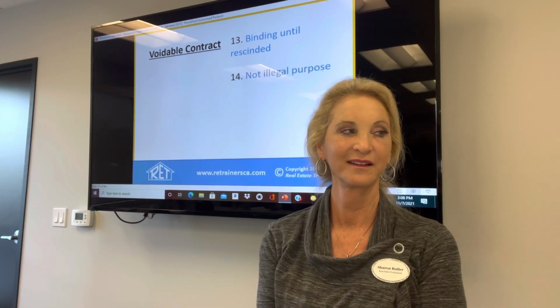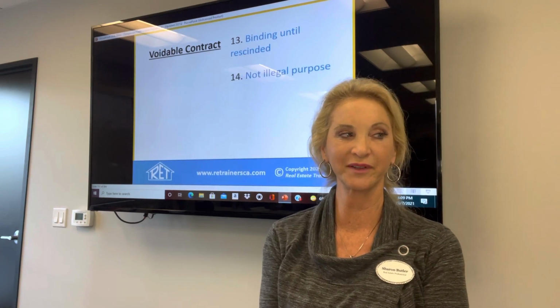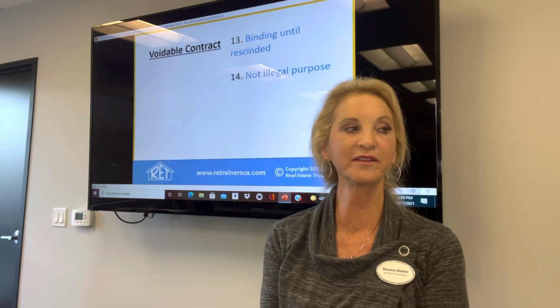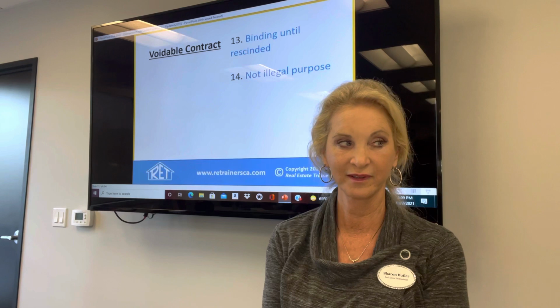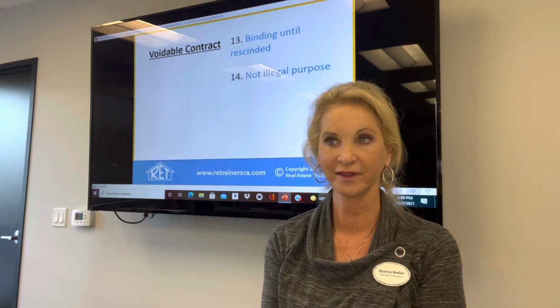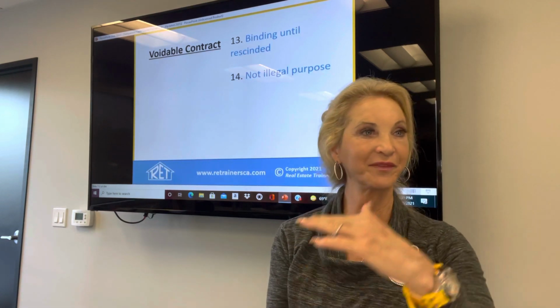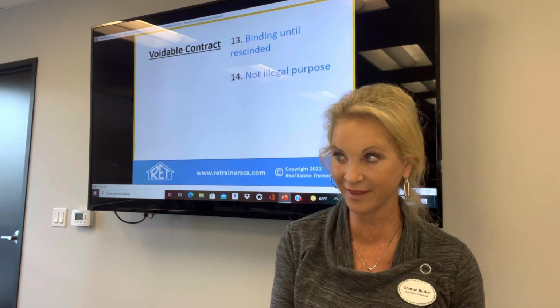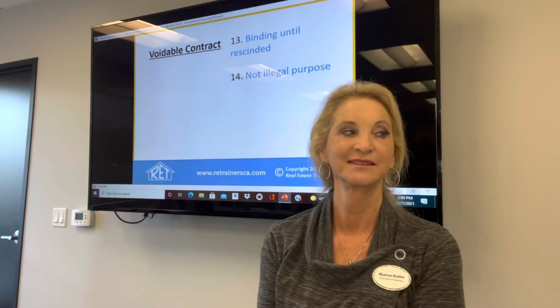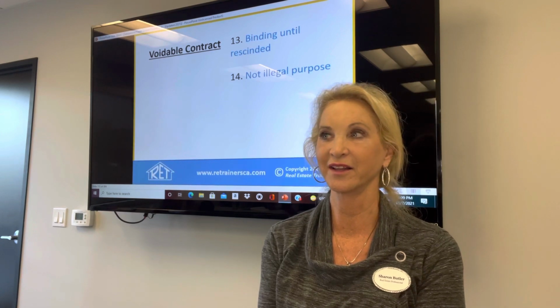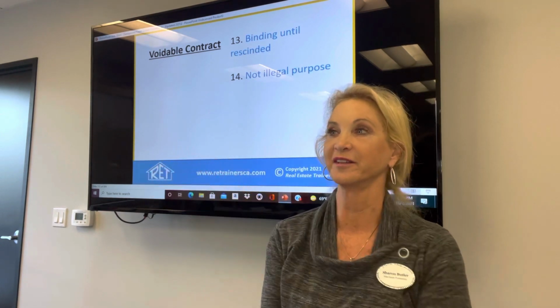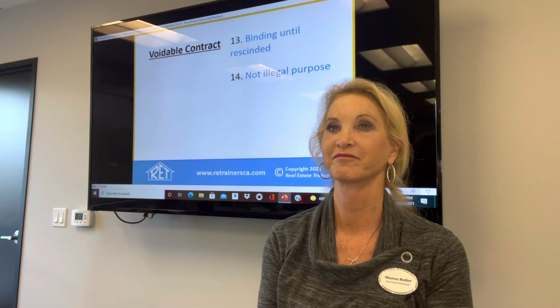Not illegal purpose. They're going to say all of the following are voidable except, and it's going to say illegal purpose. Because if it was an illegal purpose, it wasn't valid in the first place. Does that make sense? So a voidable contract was originally a valid contract, but a void contract never was. It's like the middleman in a sense.